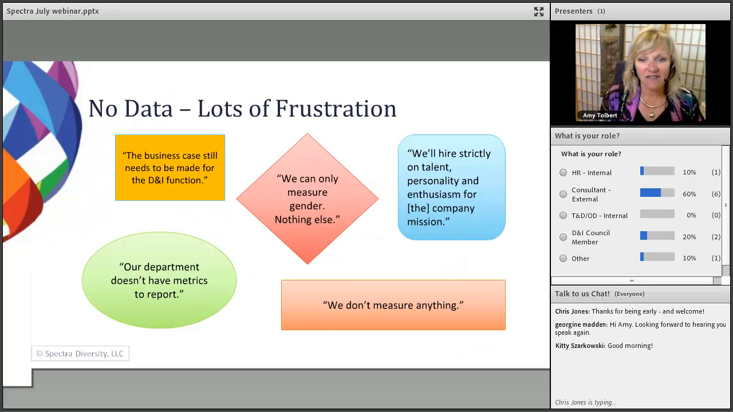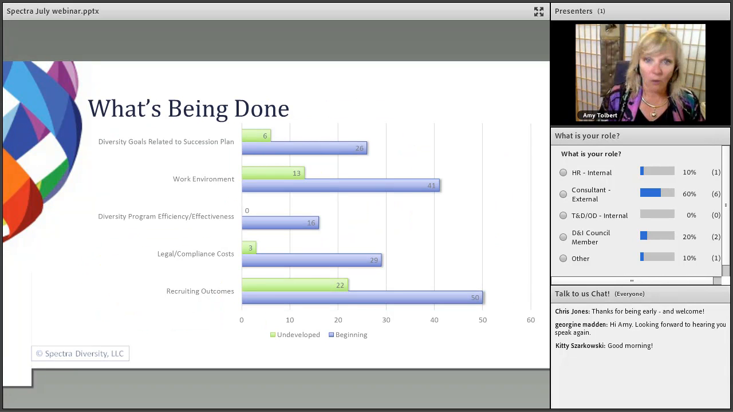You can see that none of these are mutually exclusive, that you will find that there are some linkages clearly between these. And some of the quotes that we know of: hey, this business case still needs to be made. We're only measuring gender. We don't measure anything. Our department doesn't even have any metrics to report. So you're not alone in the frustration and the efforts.